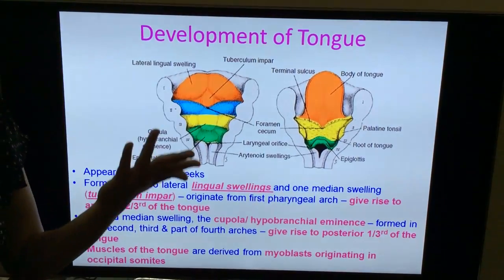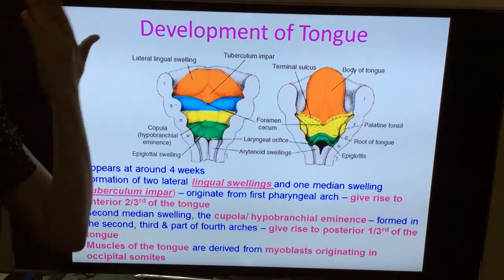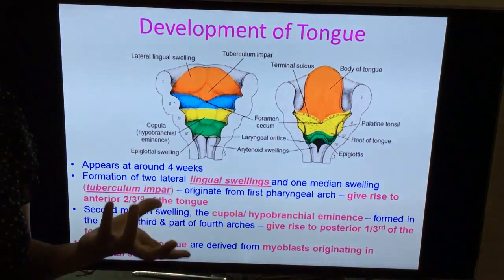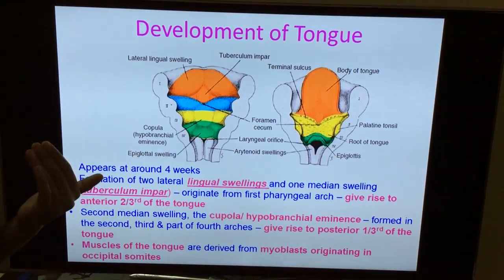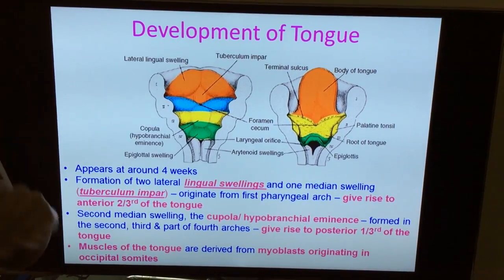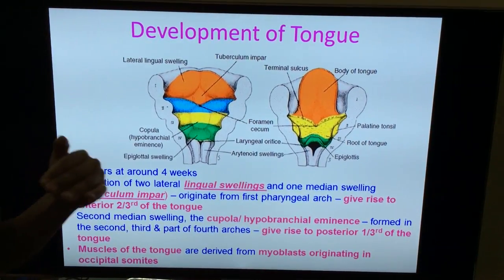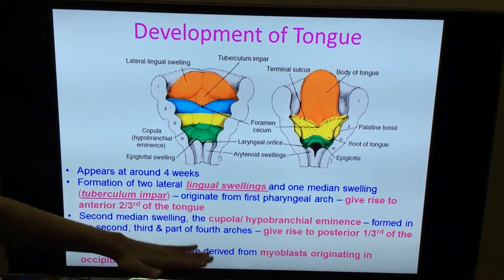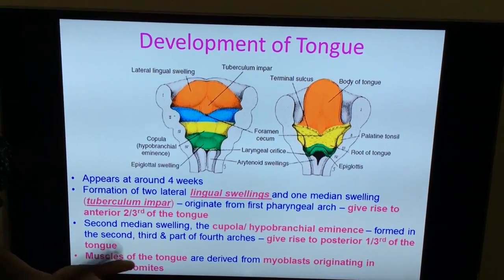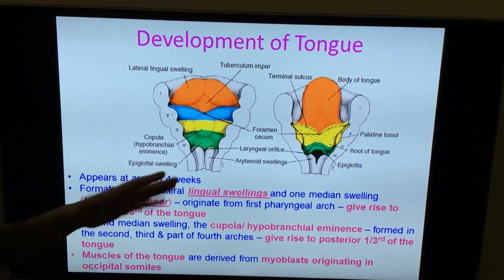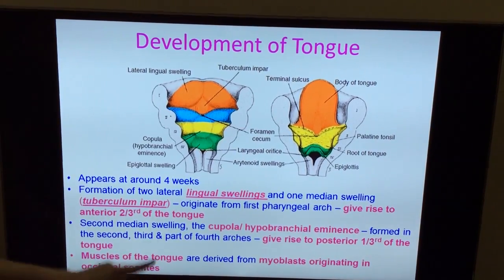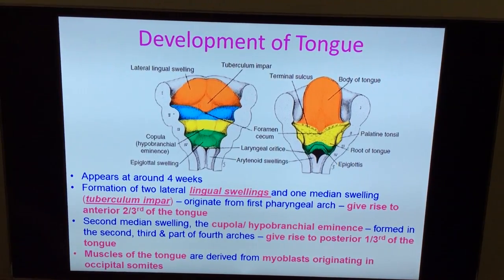So one is the lingual nerve, which is a branch of the mandibular, carrying the general sensation from the anterior 2/3 of the tongue. The facial nerve, that is the chorda tympani branch, carries the special sensation, that is taste sensation, from the anterior 2/3 of the tongue. In the posterior 1/3, both general and special sensation are carried by the glossopharyngeal nerve. And the muscles of the tongue, which include genioglossus, hyoglossus, then styloglossus, are mainly supplied by the hypoglossal nerve because they are derived from the occipital somite. So this is about the development of the tongue.